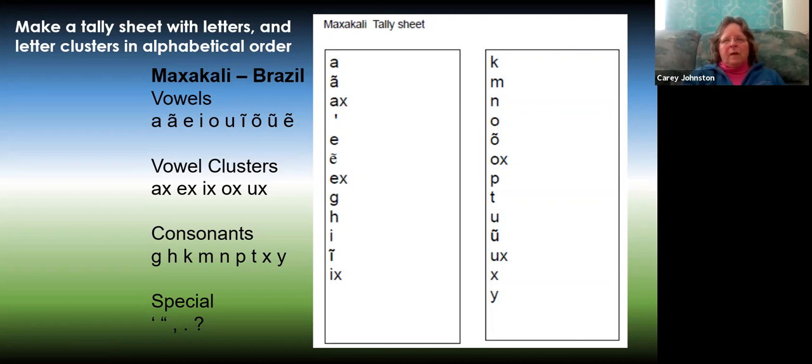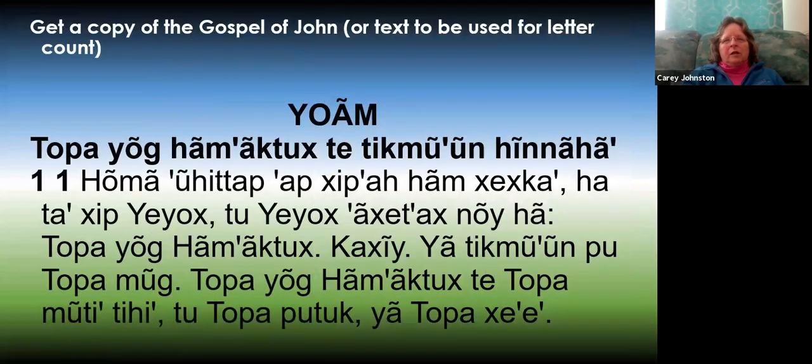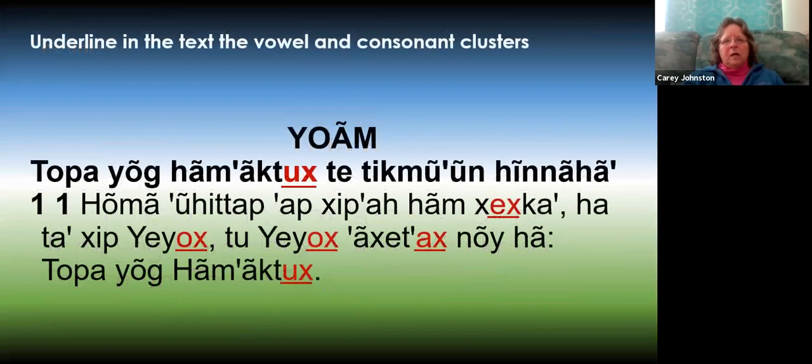So once you've got those all listed, you're going to take the text that you're using. In this case, this is the Gospel of John from the Ashakali language, and you're going to prepare to count the letters. The first thing you're going to do is go through, at least for the first couple of verses, while you get used to looking for them, and underline all the vowel and consonant clusters. This is so you don't count them as individual letters.